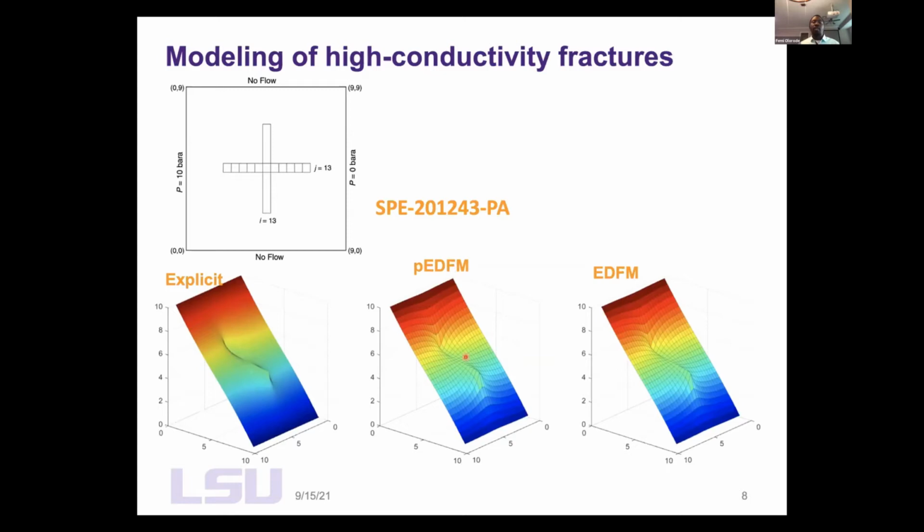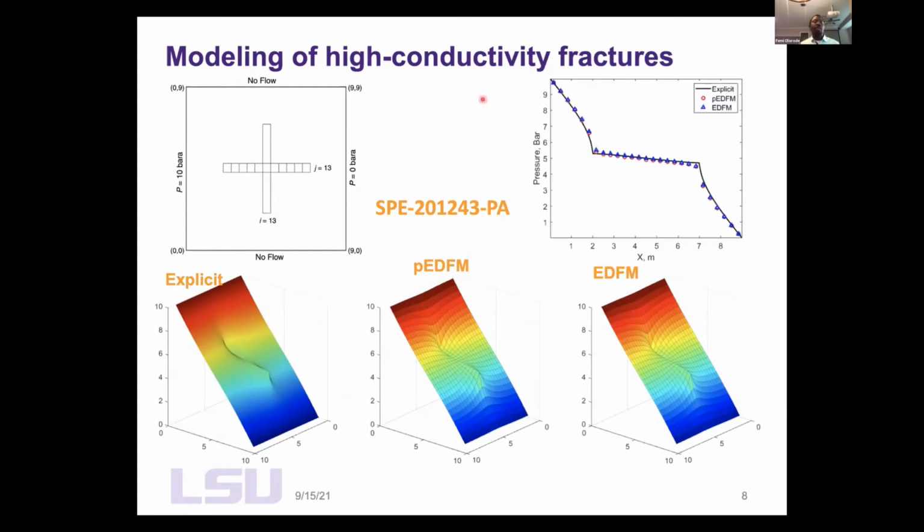The pEDFM model is able to replicate that with coarser grids. EDFM also does the same job. So pEDFM doesn't really add much when the conductivity of the fractures is high. Here we show the results, the pressure profile, for a line drawn from this point through the fractures to the end. So we grab the variation of the pressure along that line, and that's what is plotted here.